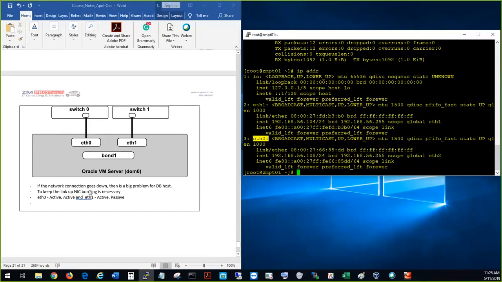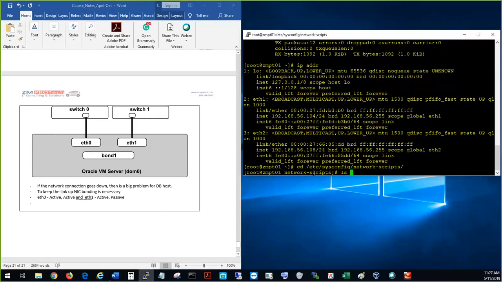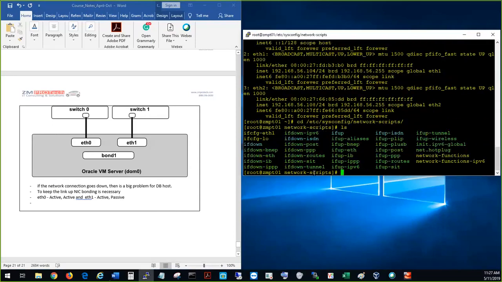So if we go into the etc configuration for this, we won't see ETH2 in there. So we have to create one, copying from ETH1. Okay, so we don't have ETH2 in here, right? We see ETH1, but we don't see ETH2. So what we're going to do is copy from ETH1 to ETH2.